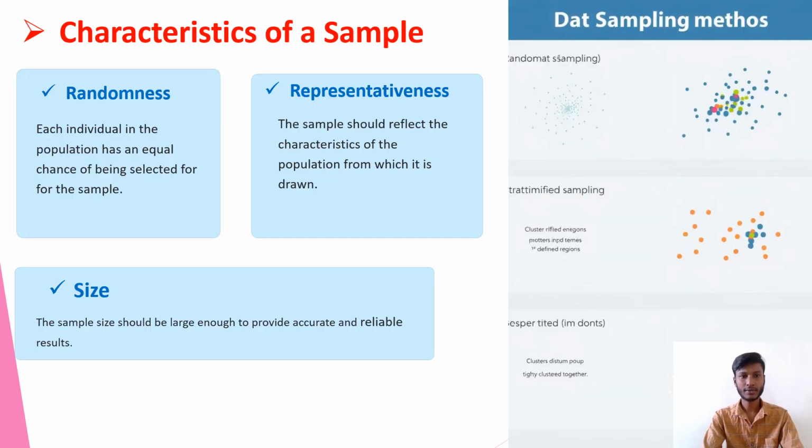Characteristics of sampling. Randomness: each individual in the population has an equal chance of being selected for the sample. Representativeness: the sample should reflect the characteristics of the population from which it is drawn. Size: the sample size should be large enough to provide accurate and reliable results.